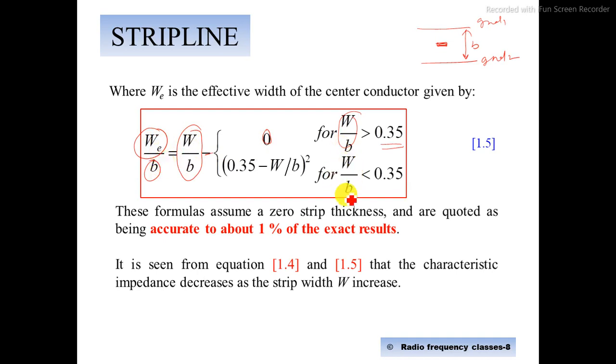But if the W by B ratio is less than 0.35, then I have to use this formula. I subtract this parameter from W by B, and then multiply whatever factor I get with B, and I will get the effective width. In this way we can calculate the effective width of the strip line.